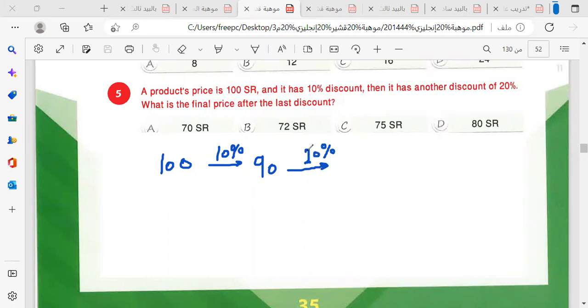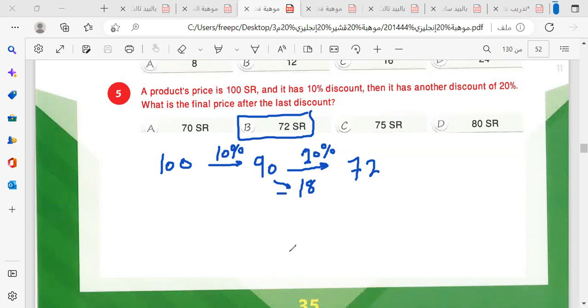You can find the price first. You cancel 0 with 0, 9 times 2 equals 18, right? Then you subtract. 90 minus 18 equals what? 72, right, correct. The answer is 72. Is it clear, Sami? Yeah, that's fine.